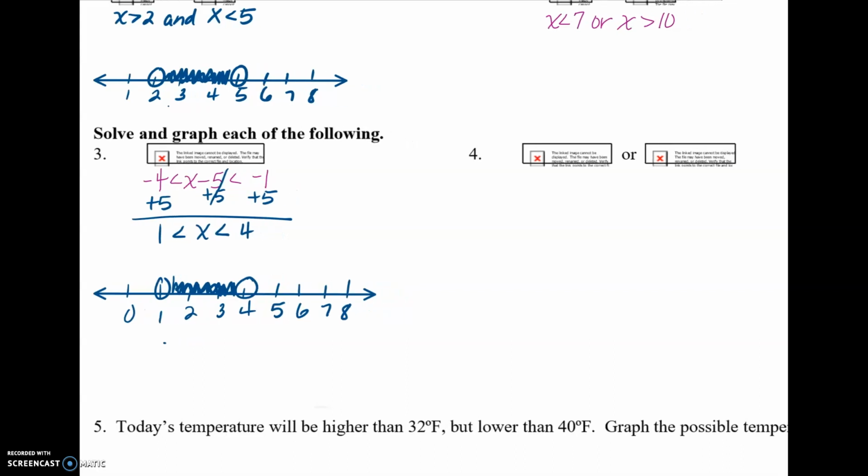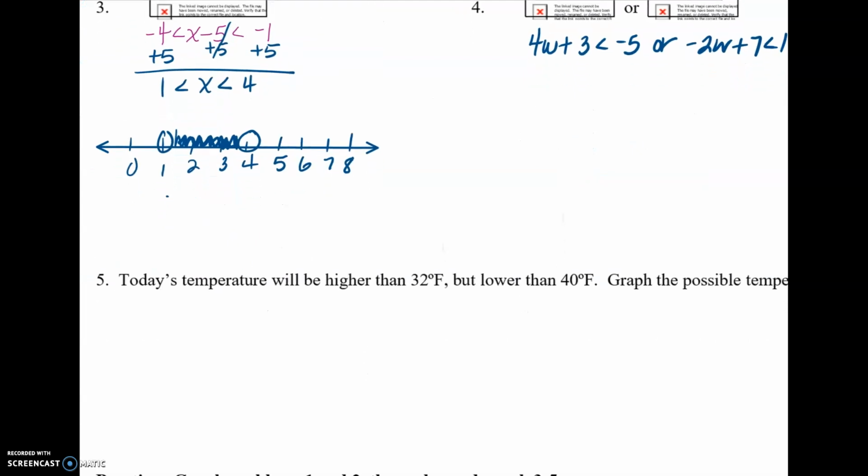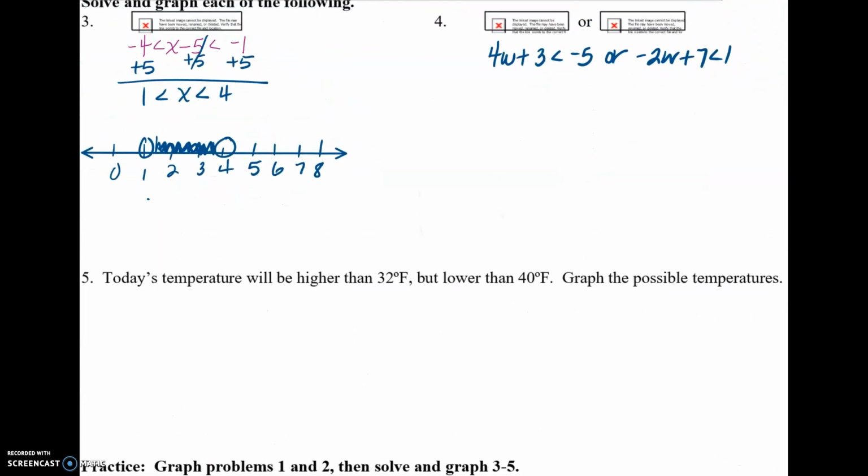Okay, let's go and write number 4. Number 4, we have 4w plus 3 is less than -5. The or was written there. -2w plus 7 is less than 1. And I'm going to give you an opportunity to do that one.